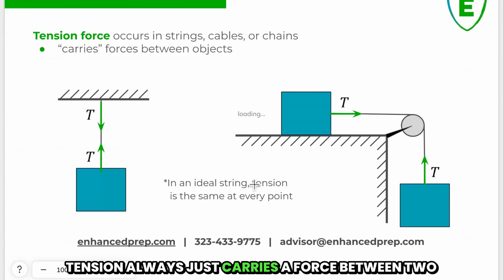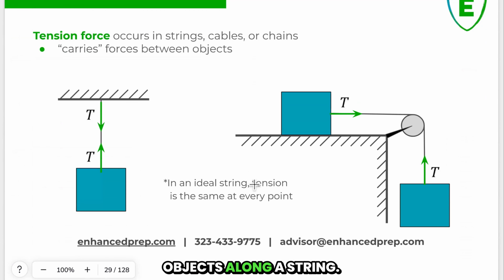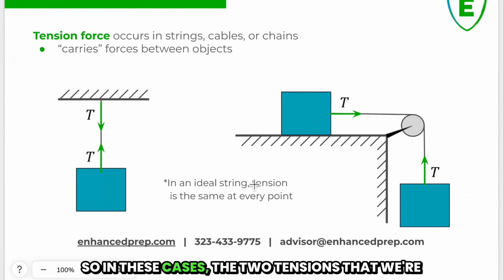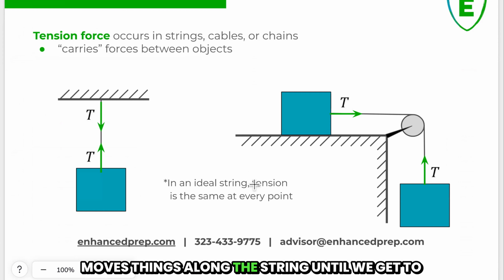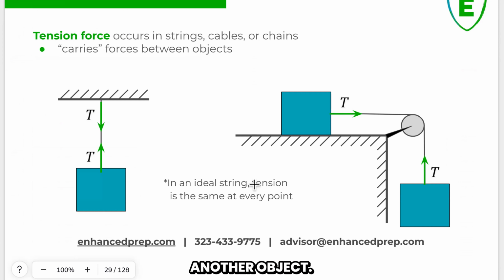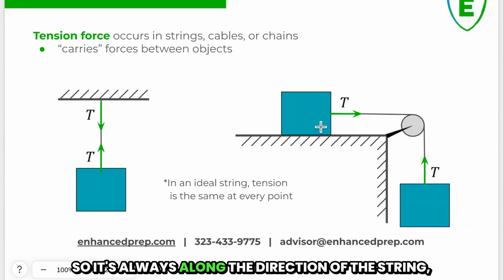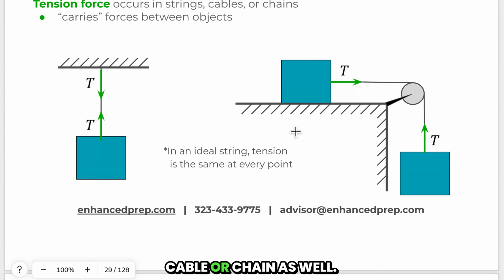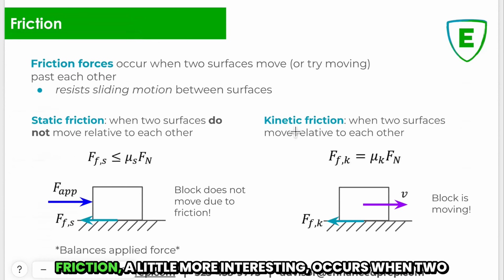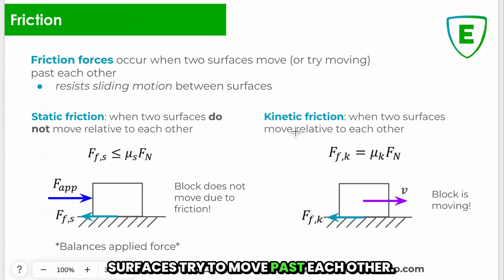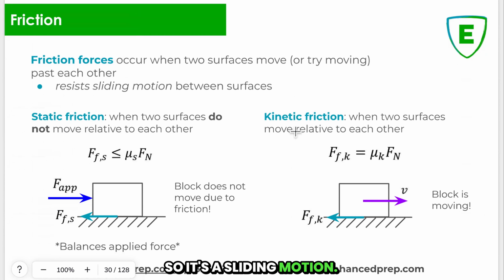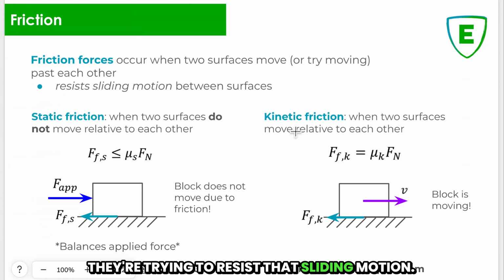Tension always just carries a force between two objects along a string. So in these cases, the two tensions that we're looking at have the same magnitude. It moves things along the string until we get to another object. So it's always along the direction of the string, cable, or chain as well. Friction is a little more interesting. It occurs when two surfaces try to move past each other. So it's a sliding motion, and they're trying to resist that sliding motion.